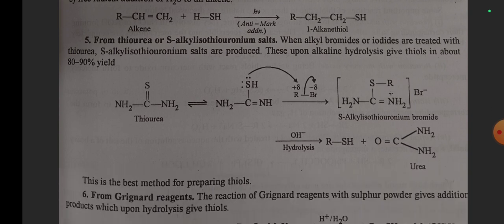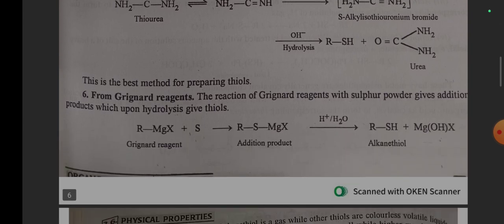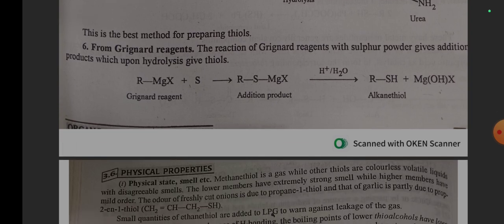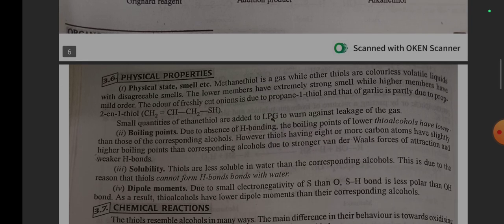From thiourea or S-alkyl thiouronium salts: when alkyl bromides or iodides are treated with thiourea, S-alkyl thiouronium salts are produced. These upon alkaline hydrolysis give thiols in about 80 to 90% yield. This is the best method for preparing thiols. From Grignard reagent: the reaction of Grignard reagent with sulfur powder gives addition products which upon hydrolysis give thiols.